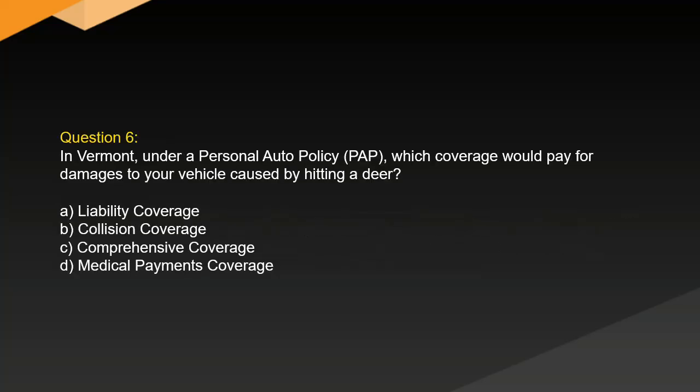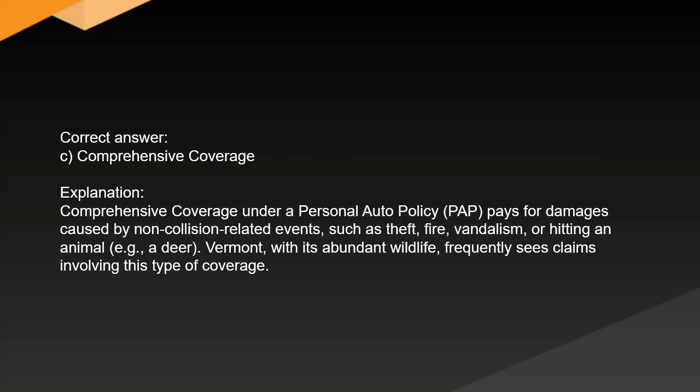Question 6. In Vermont, under a personal auto policy, PAP, which coverage would pay for damages to your vehicle caused by hitting a deer? A. Liability coverage. B. Collision coverage. C. Comprehensive coverage. D. Medical payments coverage. Correct answer. C. Comprehensive coverage.